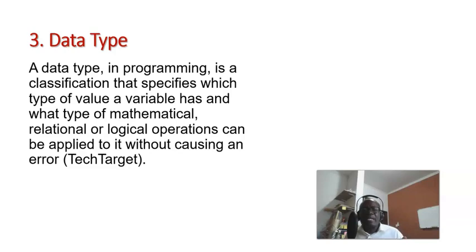So all in all, we can say a data type in programming is a classification that specifies which type of value a variable has and what type of mathematical, relational, or logical operations can be applied to it without causing an error. Okay, I'm getting this definition from TechTarget, and well, they put up a good explanation of this. So that's what a data type is. So if, for example, you want to add, you may want to use int. You want a variable to be holding integer values or float values. But if a variable has been declared to only accept string, well, those are alphabetical, those are words, and you can't perform arithmetical operations on them.